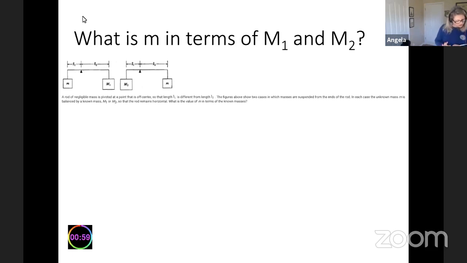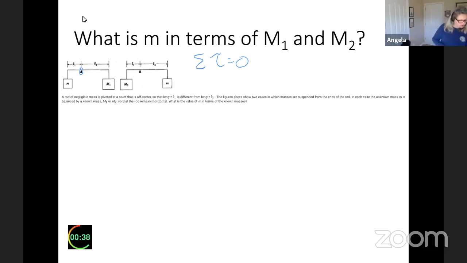Okay, so these systems are in equilibrium. So we know the main idea is that the sum of their torques is going to be 0. That means the clockwise torques and the counterclockwise torques should be equal. And here's our fulcrum.